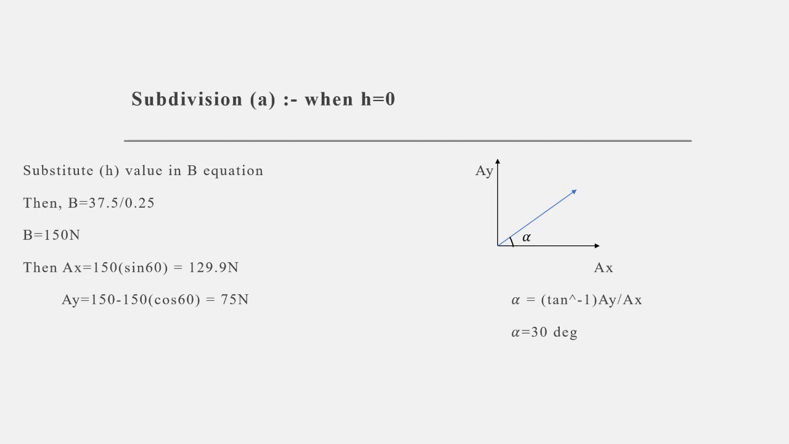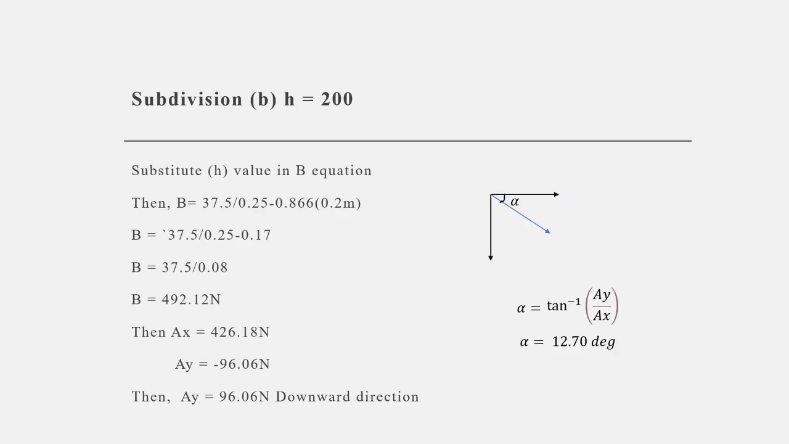So Ax is equal to 129.9 newtons and Ay is equal to 75 newtons. If we plot this in the diagram, we get alpha, which is the angle between Ax and Ay when h is equal to 0. This can be solved using Pythagoras or tan inverse of Ay by Ax. Then we get alpha equal to 30 degrees. Now let's move on to the next subdivision, when h is equal to 200.